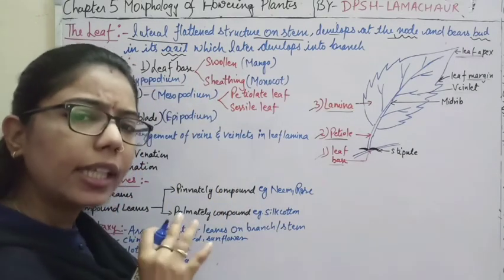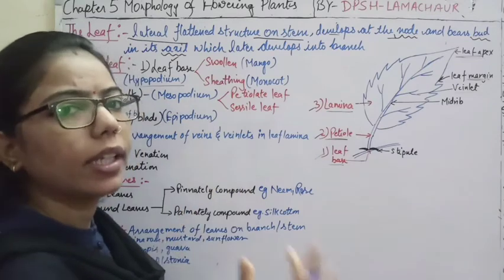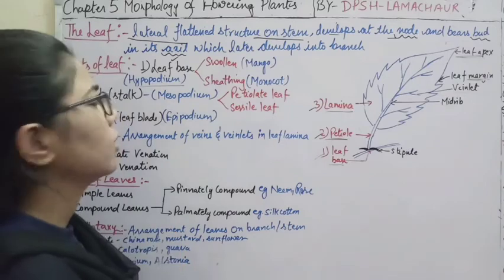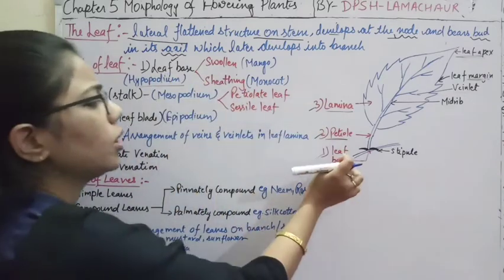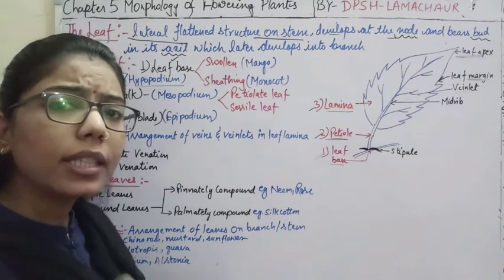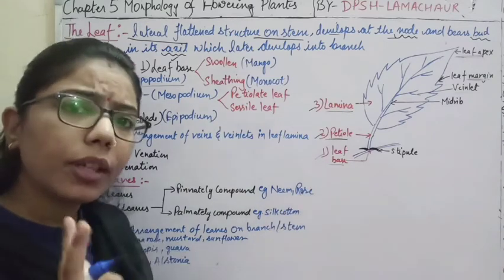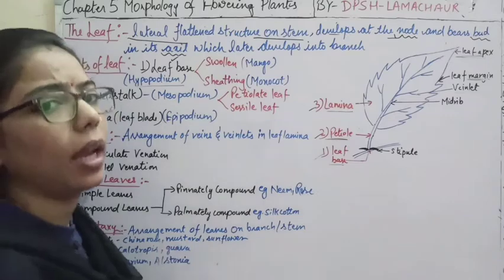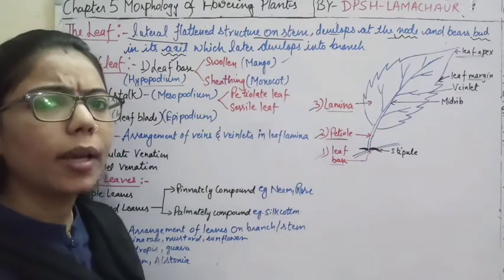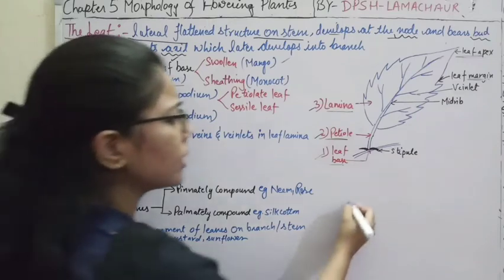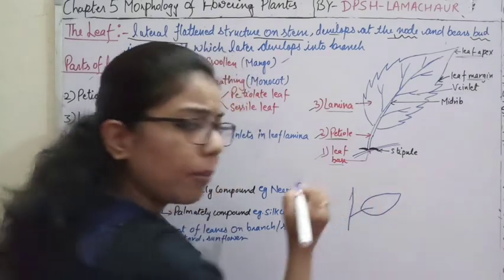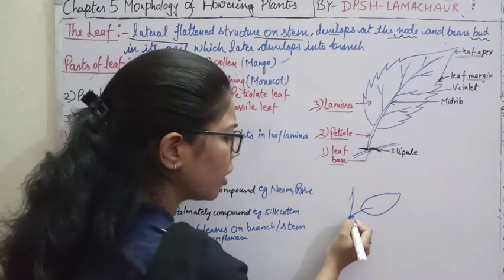Now, on the basis of some structures, which vary in case of monocots and dicots, we have classified some of the terms here. If we talk about the leaf base, you can see this leaf base can be of different types in different plants. If I take the example of mango, if this is a leaf of mango, here there is some swollen structure.